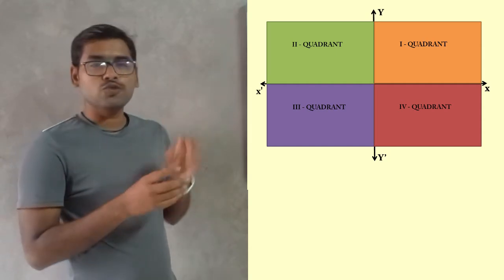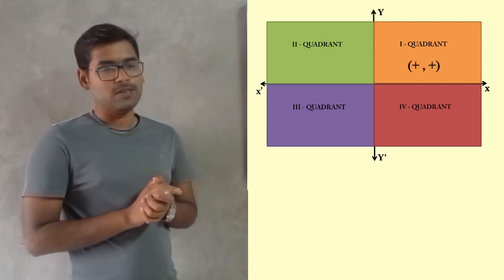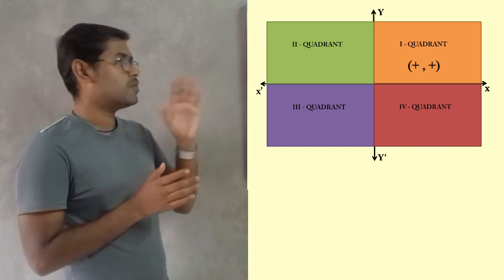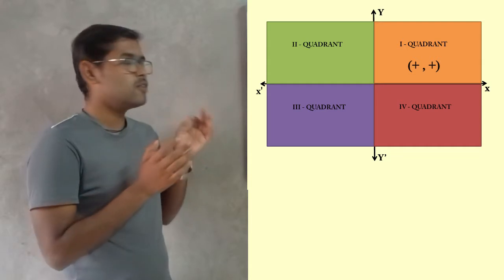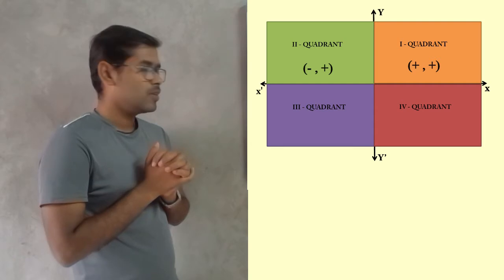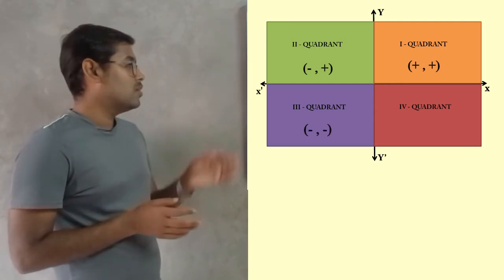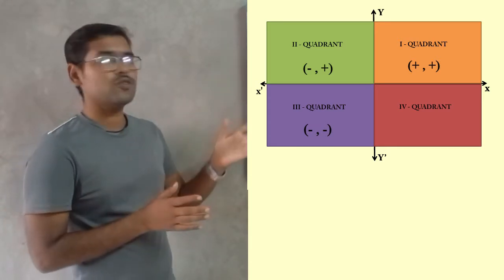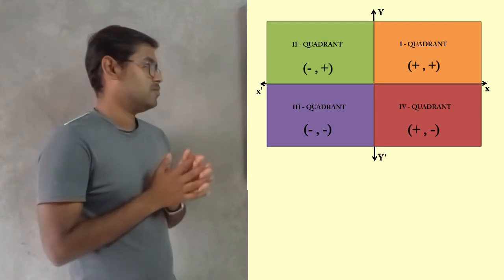Continuing from here, if I choose a point in the first quadrant, both of its coordinates, the x coordinate and the y coordinate, will be positive. Similarly, for a point in the second quadrant, the x coordinate will be negative and the y coordinate will be positive. In the same way, if the point is in the third quadrant, both of its coordinates will be negative. And finally, if the point is in the fourth quadrant, its x coordinate will be positive and its y coordinate will be negative.